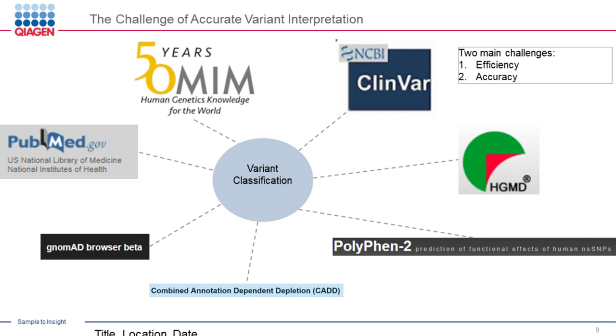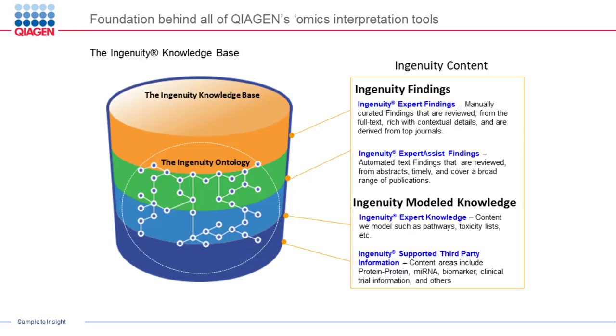So what Qiagen has really done is simplified this process by putting it all in one place, but there are two major challenges that a variant scientist faces when having to sift through all this information. One is of efficiency, because this is very laborious and time consuming, and the second is of accuracy, because a person might miss something having to look in all these different places. So what Qiagen's done is simplified this process by centralizing it and putting it all in one location that we know as our knowledge base.